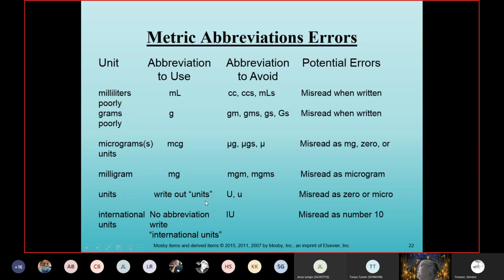Unit, you're going to write out the word unit. And then you'll see things measured like vitamins, a lot of times measured in international units. Do not abbreviate IU. That's the way I was taught to use IU. It's no longer allowed. Same with U for units. You have to write out international units. Okay.